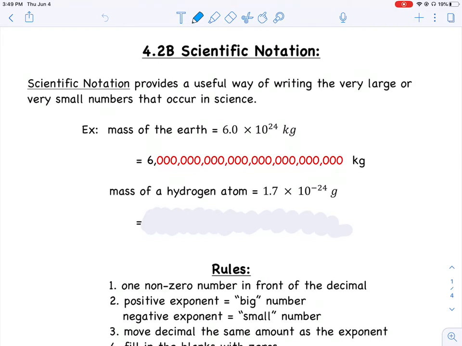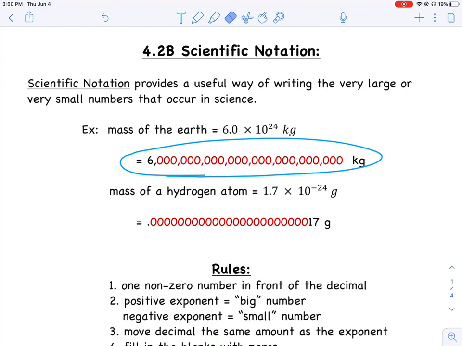If you were to write it out in standard notation or decimal notation, it would look like this. That's a lot of zeros. That's 24 zeros. I can't even fathom how big that is. Or the mass of a hydrogen atom is 1.7 times 10 to the negative 24. That's dividing by 10 24 times. And so that would be 0.000000000000017. That's 23 zeros, 1, 7. That's a really small number.